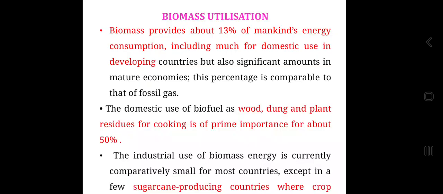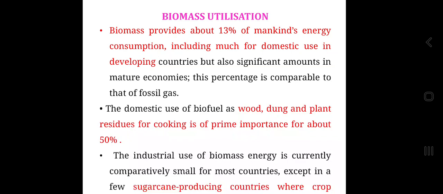So in the previous lecture, we saw the global energy demand and that it should be replaced by biomass utilization. Biomass provides about 30% of mankind's energy consumption, including much more for domestic use in developing countries, but also a significant amount in mature economies. This percentage is comparable to the fossil fuel gases.